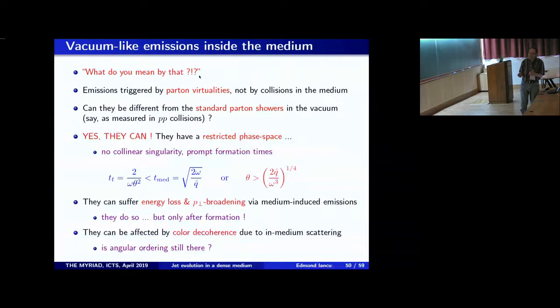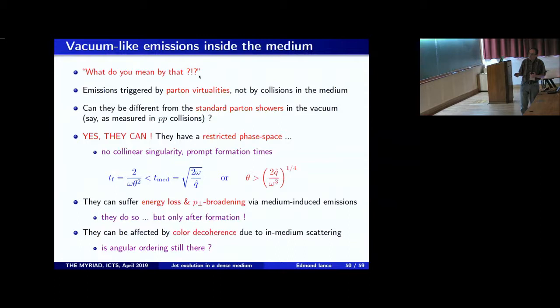Moreover, after being created, these vacuum-like emissions can become themselves sources for medium-induced emissions. So they can suffer energy loss and momentum broadening. They are emitted right in the vacuum, but then they are modified by the medium. In particular, the angular ordering property of the cascade can be affected by the medium scattering.